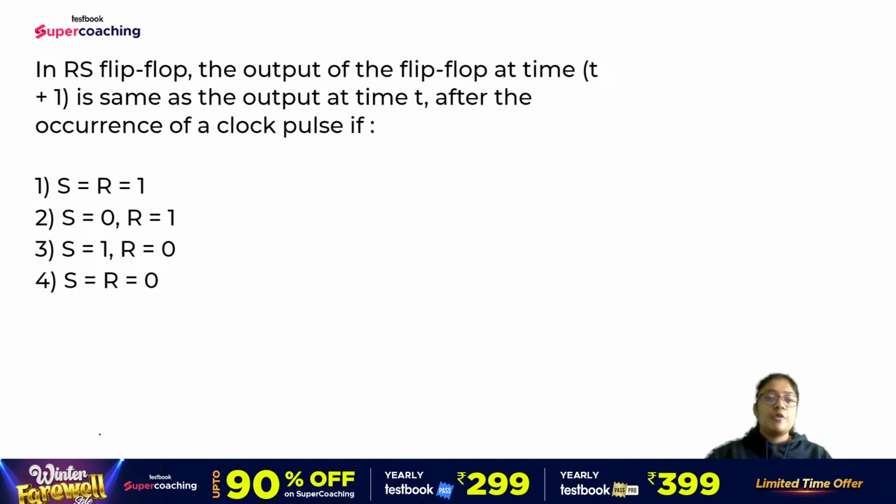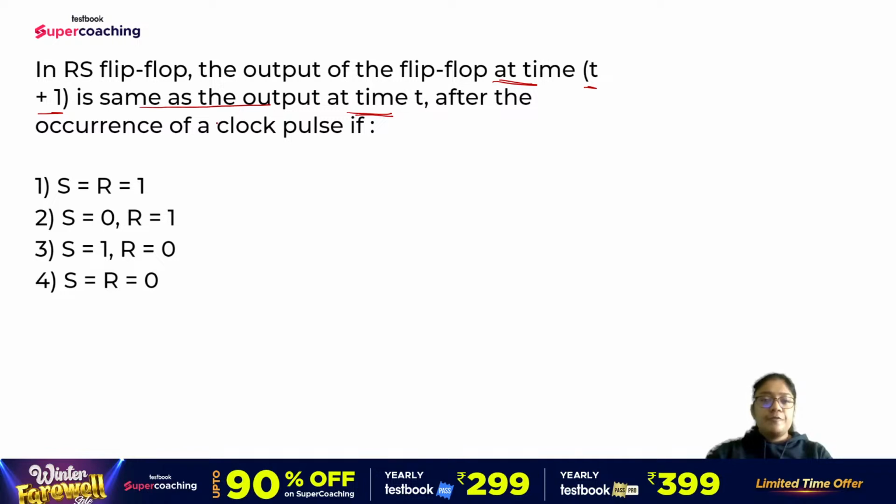In RS flip-flop, the output of the flip-flop at time t plus 1 is the same as the output at time t. यानी कि आपके पास जो output है that remains the same. So output same कौन से case में रहती है? In December NET, this question was asked. So I already told you that I'm taking the questions from the previous year papers only. So definitely कहीं ना कहीं पे आपने ये questions देखे हुए होंगे.